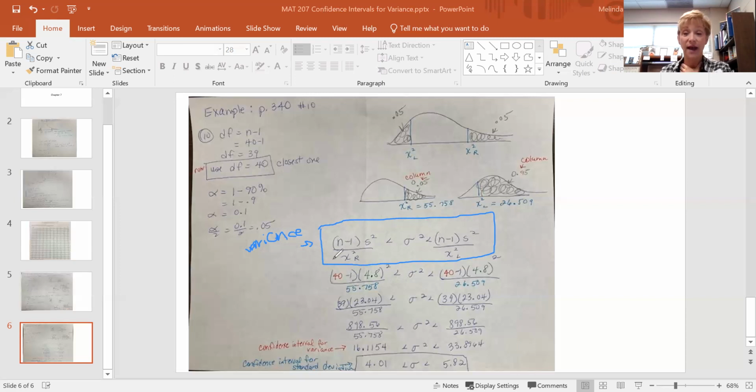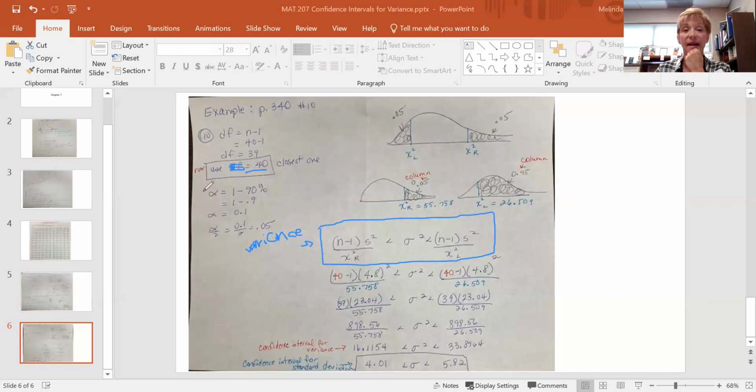Now, how do I do that? Go back to your steps to find chi-squared numbers. So the first thing I did was find my degree of freedom. So 40 minus 1 was 39. Well, I don't have a row 39. On my table, I've got a row 30 and a row 40. So is 39 closer to 30 or 40? 40. So even though my degree of freedom is 39, I'm going to use 40 for my row, because I don't have a 39.